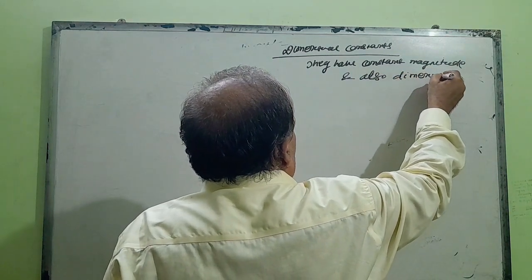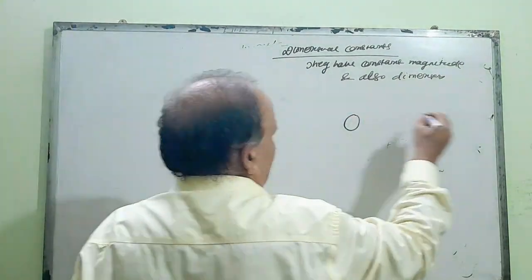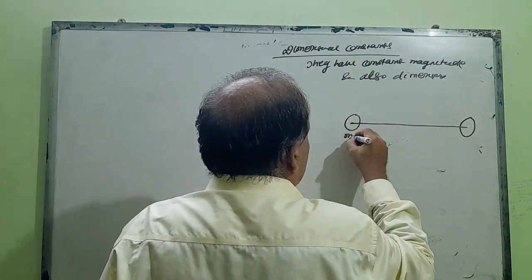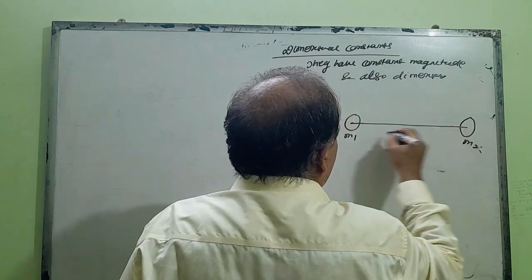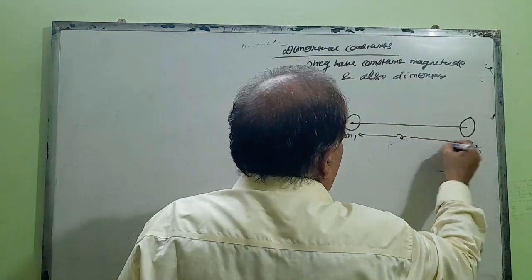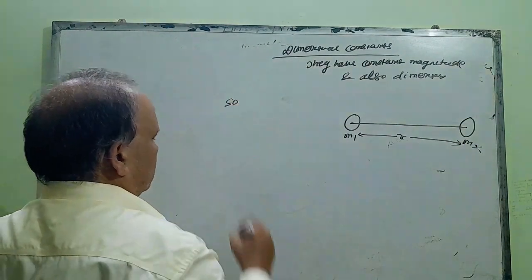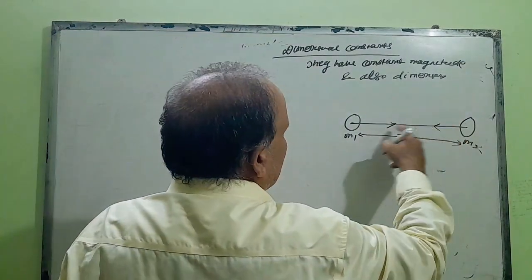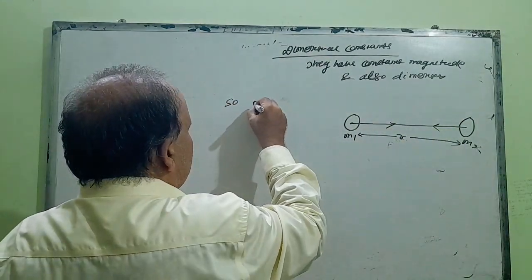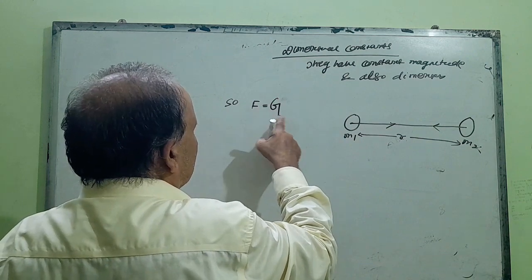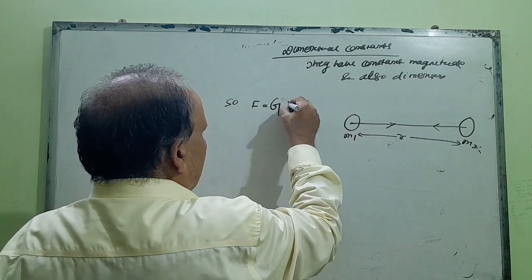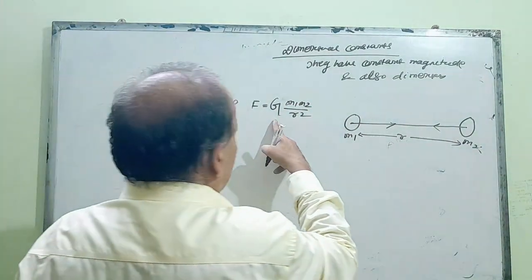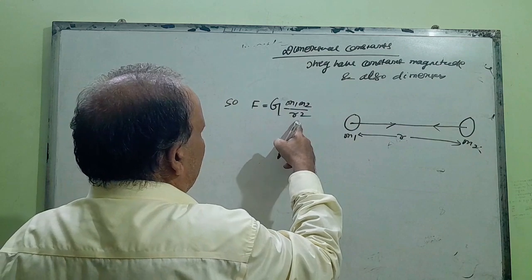For example, you see, this is your body, this is another body, this has mass M1, this is mass M2, and the distance between them is R. So we can say the force between the two bodies according to Newton's universal law of gravitation, F is equal to G, M1 into M2 by R square. G is called the universal gravitational constant.